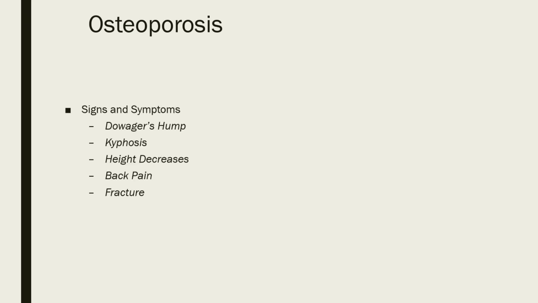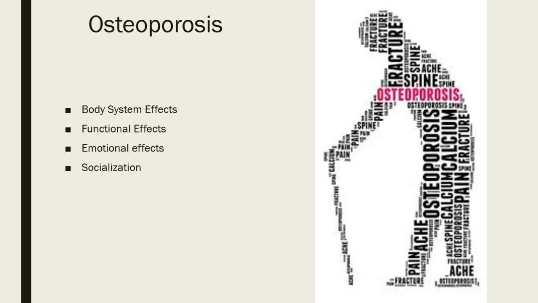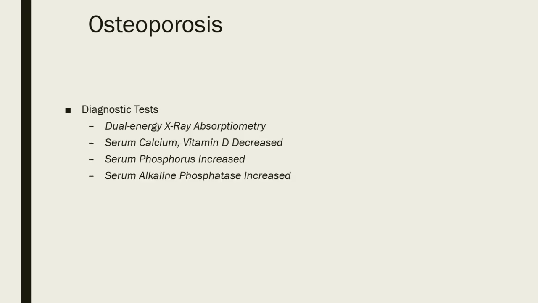Okay. Other signs and symptoms that your patients may have with osteoporosis include the dowager's hump, kyphosis, a decrease in their height, back pain, as well as fractures. Osteoporosis affects the body systems, functional effects, emotional effects, and socialization. Diagnostic tests, they will do a dual energy X-ray absorptiometry, serum calcium and vitamin D will be decreased, serum phosphorus will be increased, and your serum alkaline phosphatase will be increased.